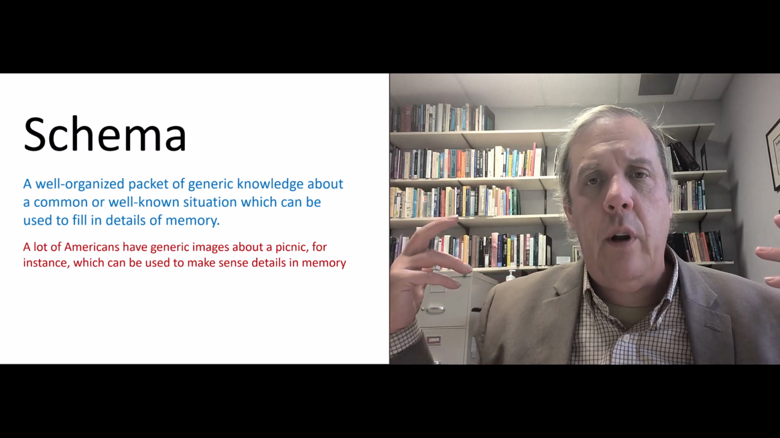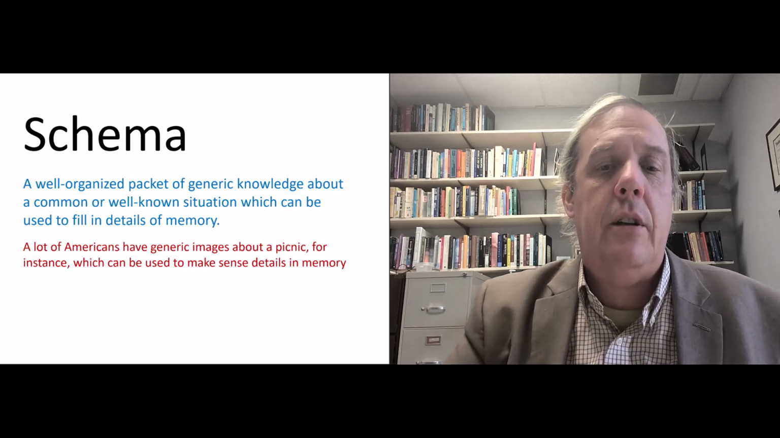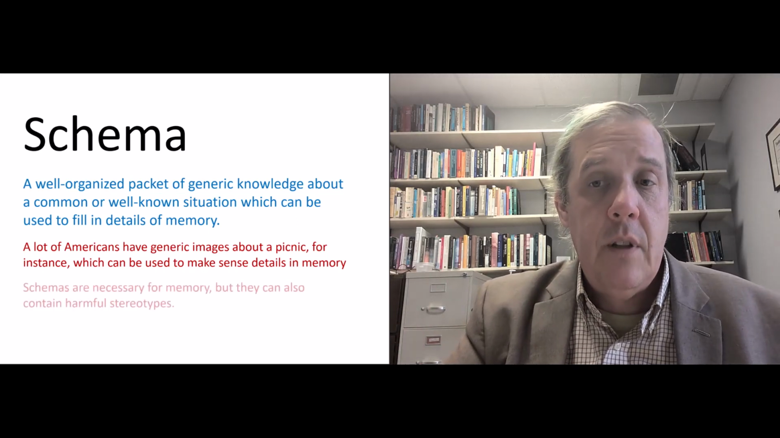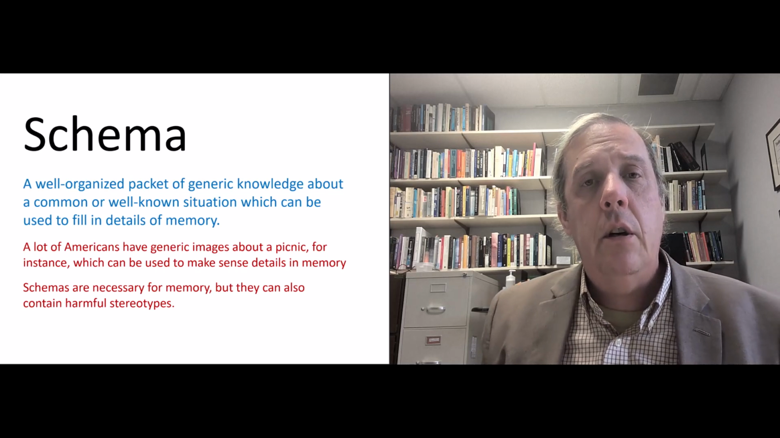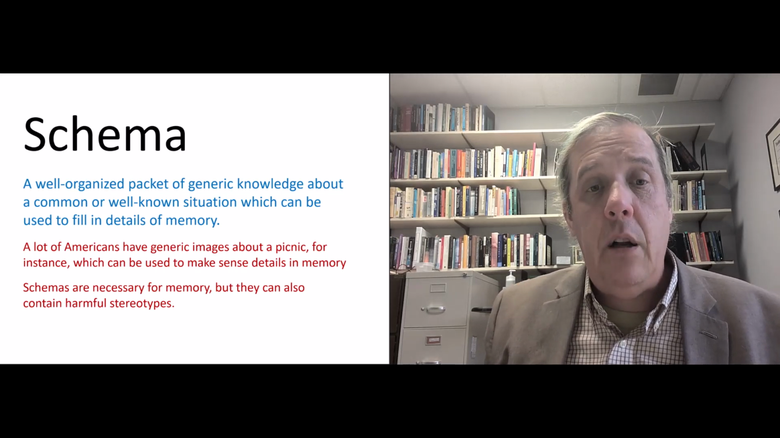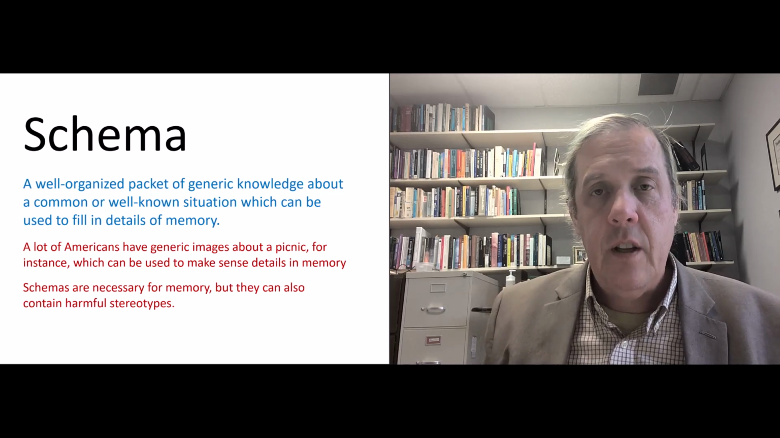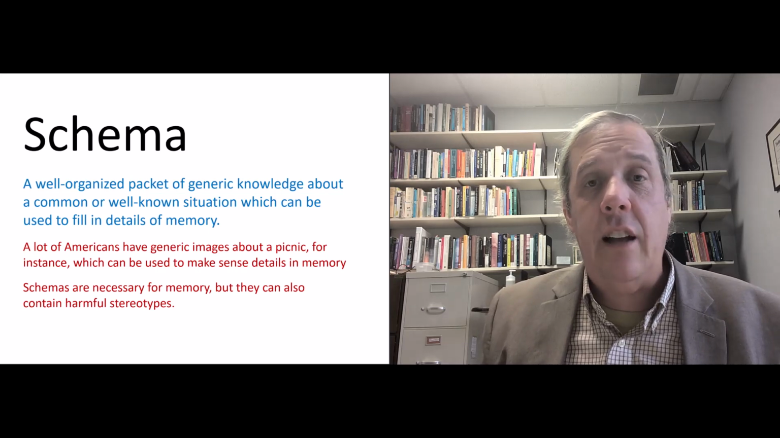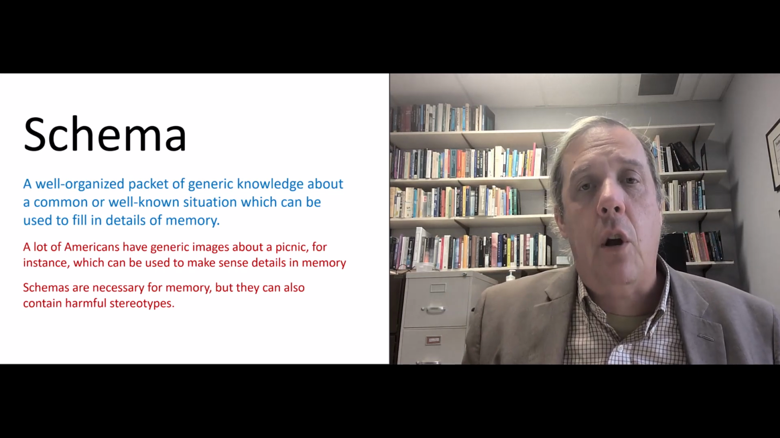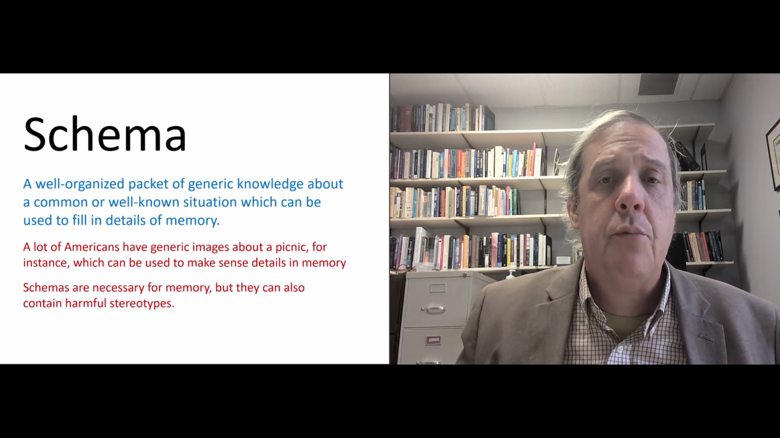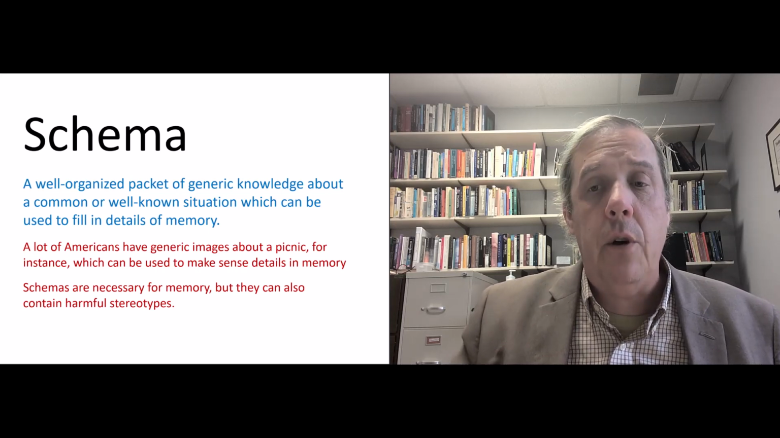So if we just remember something about a basket, we will fill in the image of a typical picnic basket from this schema. So it's important to remember that schemas are necessary for memory. The way memory works, this is inevitable, but they can also contain harmful stereotypes. And because, like with the picnic example, these aren't always derived from experience, they're derived from the larger culture and all of its prejudices. These include race, gender prejudices, ability prejudices, all of those.